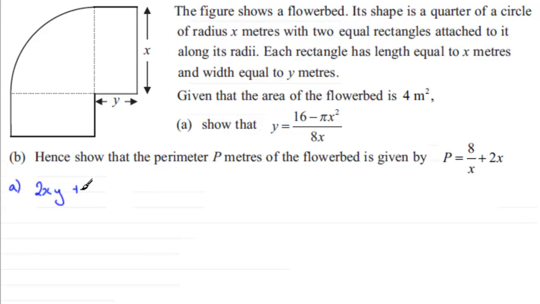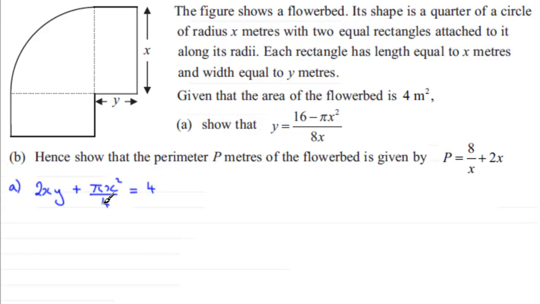And to this we need to add the area of a quarter of a circle. Well, the area of a circle would be pi r squared. The radius is x, so the area of a circle would be pi x squared, and because it's a quarter of a circle, we'll divide that by 4. And that's going to equal the total area, which is, we're told, 4 square meters.